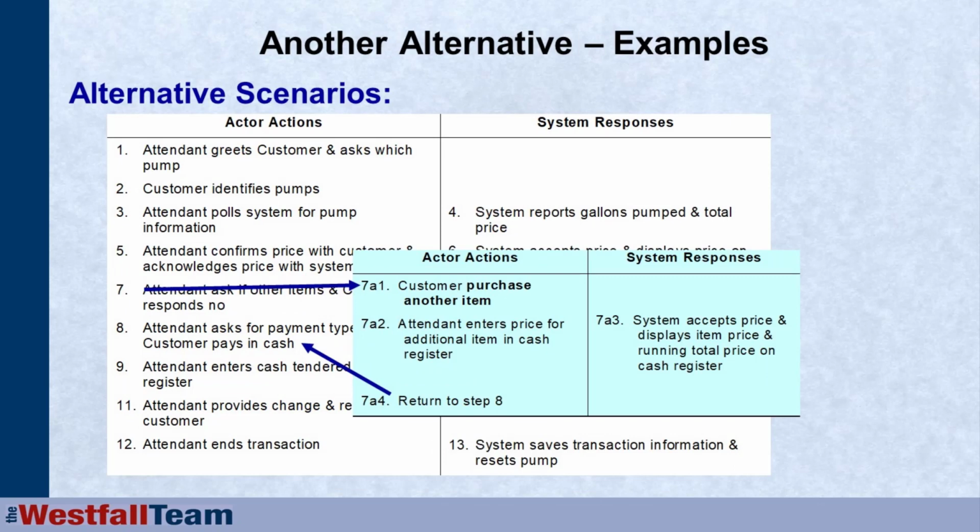So there's one alternative. Another alternative might be, instead of saying, no, I don't have anything else, the customer purchases Tootsie Rolls or slushies or other items. The attendant enters the price of each item into the cash register. The system accepts the price and displays the ongoing running total on the cash register, and at the end return back to step 8. Notice these typically always branch off of the main success scenario. Typically they either branch back to the main success scenario, or in some cases they can complete as themselves and not branch back. They could be a complete finished scenario without returning back to the main use case.